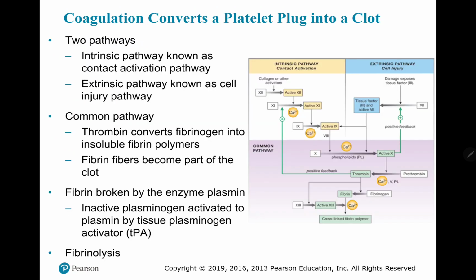Okay, these are just the two pathways, how coagulation converts a platelet plug into a clot, right? We'll talk about this more in lecture, but there's the intrinsic pathway known as the contact activation pathway. That's going to be from within the blood vessel. And then we have the extrinsic pathway known as the cell injury pathway. That's going to be from outside the cell to control this clot formation. Of course, the common pathway between them has thrombin converting fibrinogen into fibrin, and fibrin becomes part of that clot.